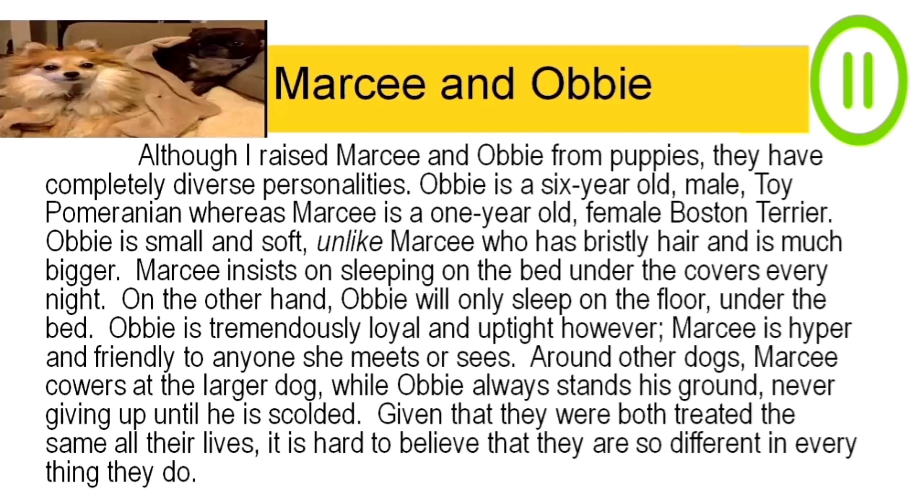Marcy is hyper and friendly to anyone she meets or sees. Around other dogs, Marcy cowers at the larger dog, while Obi always stands his ground, never giving up until he is scolded. Given that they were both treated the same all their lives, it is hard to believe that they are so different in everything they do.